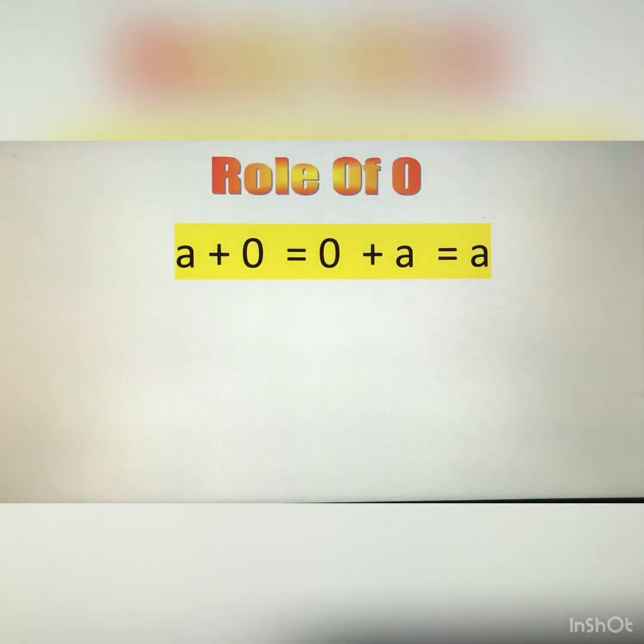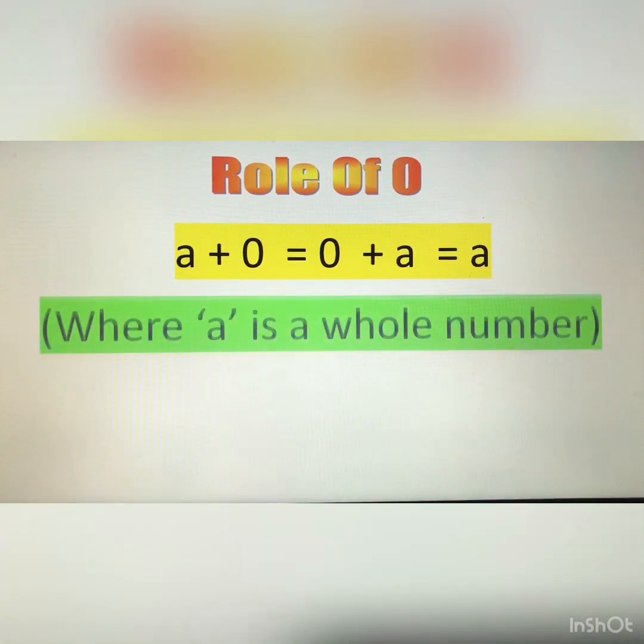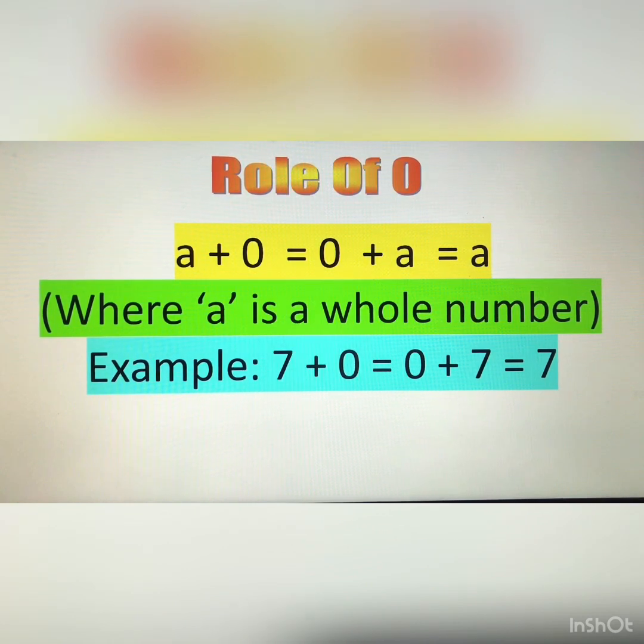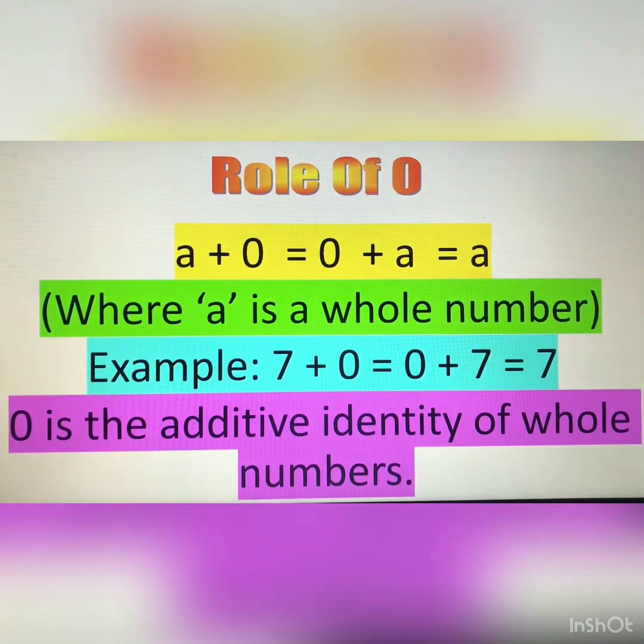Now the rule of 0. Let a be a whole number and add 0 to it. Then a plus 0 equals 0 plus a, and you will get a. It means if 0 is added to any whole number, then we will get that same whole number. So a is a whole number. Now for example, 7 plus 0 equals 0 plus 7, which means 7. So dear, this 0 is the additive identity of the whole numbers.